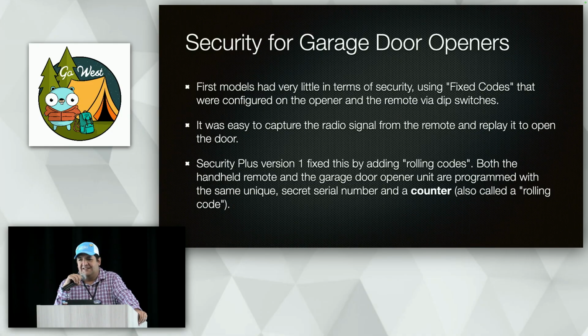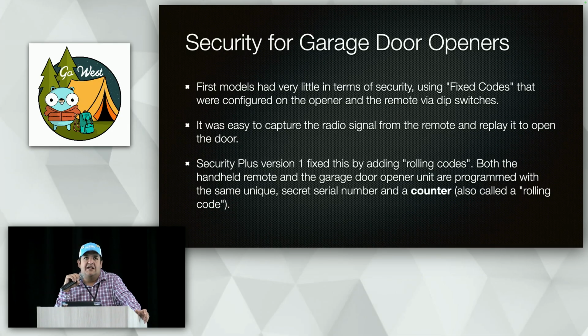The problem is, that's not very secure, right? Because somebody can just capture that signal and replay it, and now they can open your garage door. So not too great. So what happened is the industry created this thing called Security+ version 1. And they thought, hey, we can fix this by just adding this idea of a rolling code.